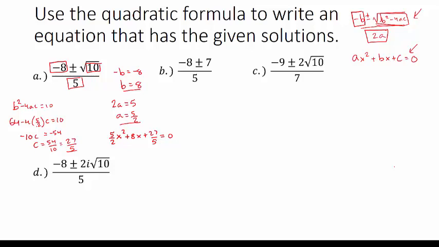So this would suffice. Maybe if you don't like that, you can multiply everything by 10. So if that makes you feel better, sure, you can do that. You don't have to. So another acceptable answer would be 25x squared plus 80x plus 54 equals 0. That would also get you that answer. All right, so let's do a different variation.